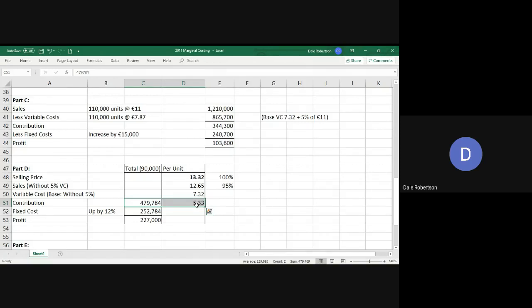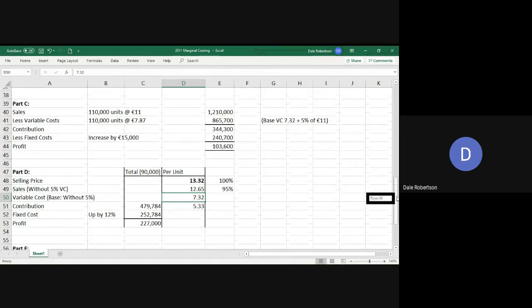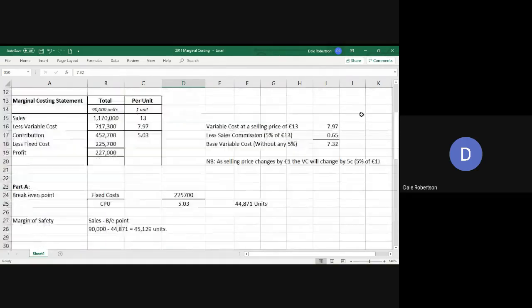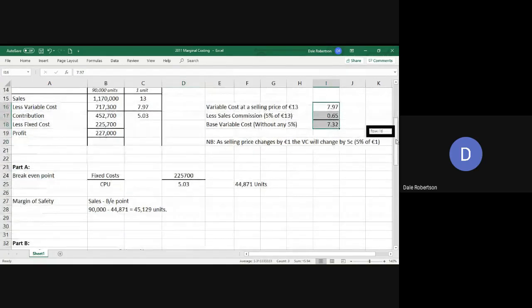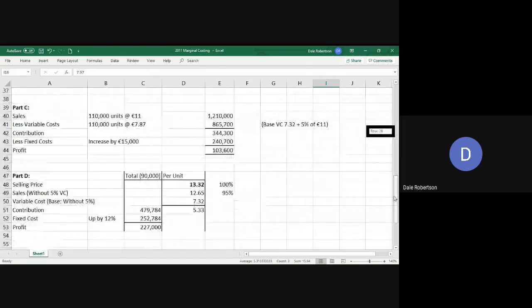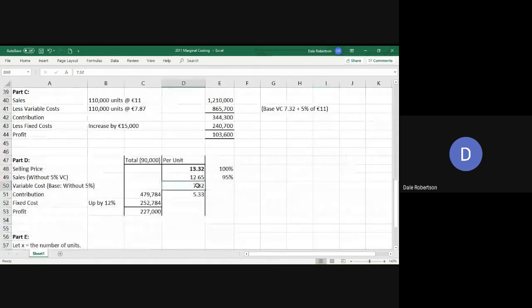Now here's the tricky bit. You add on the base variable cost of 732. That is the base variable cost without any 5%. I'm going to refer back to up here to the setup. This is where we got this. Why do we do that? Because we cannot include 5% of an unknown selling price. So we don't know what the selling price is yet. So therefore we add on the base variable cost without any 5%. And then working backwards, that gives us 1265.